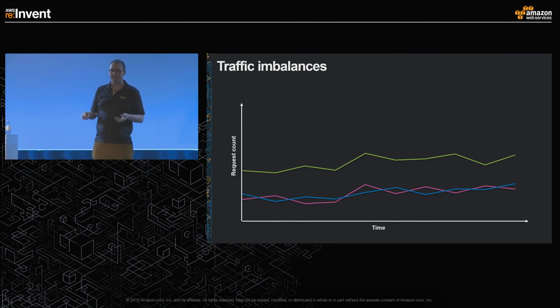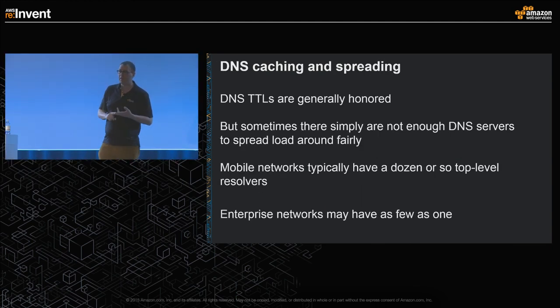The reason for that is there may be very few DNS servers actually being queried, and so one is sticky and one gets more, goes to the green availability zone. This is generally not because DNS TTLs aren't being honored. It's generally just because sometimes, like on mobile networks in particular, there may only be three name servers in play. We do have a workaround for this.